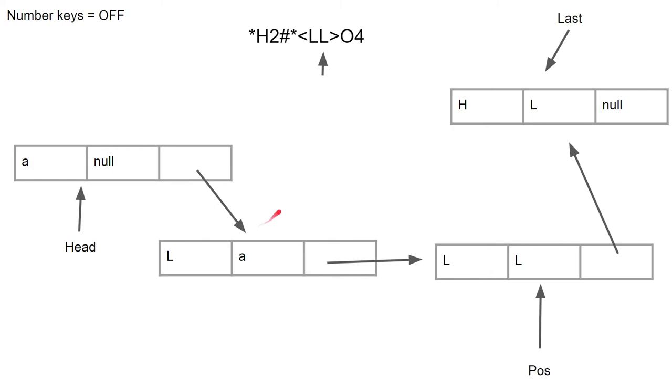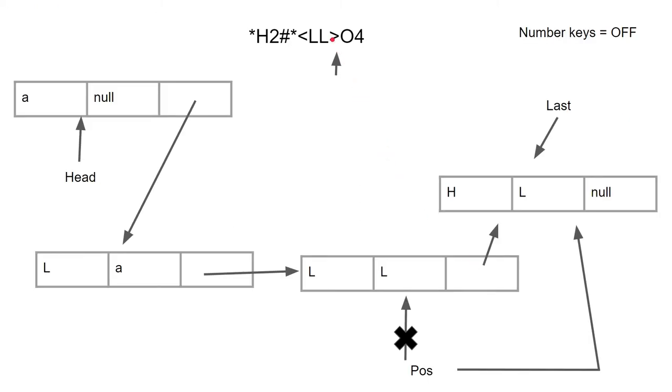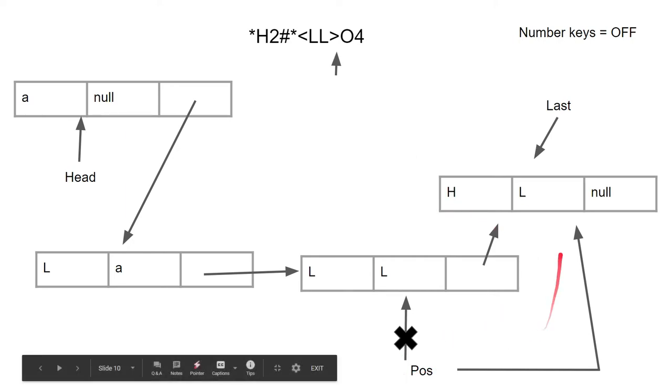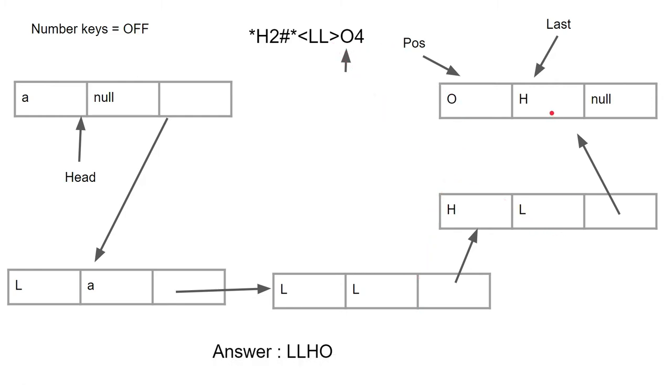Now move forward. Again we encountered a character L, so we insert it after this, and this will be pointing to this, and position will also get updated. Now we encountered a greater than symbol, which means we need to go to the end of the line, means this position will now point to the last, so this will now be pointing to the last, not to this. Now we encountered an O. Now we need to add O. O will be added at the last, and the position and last variable will be updated.